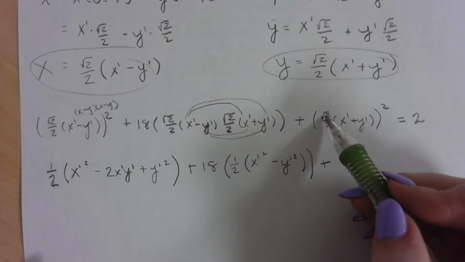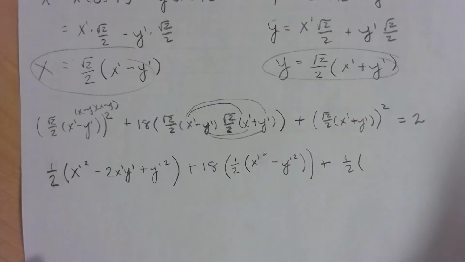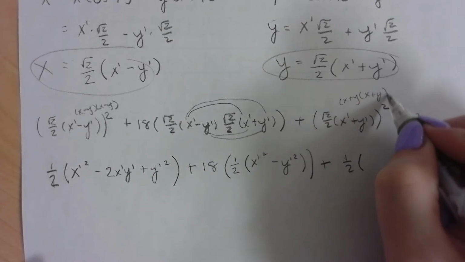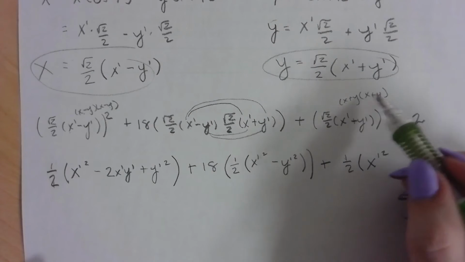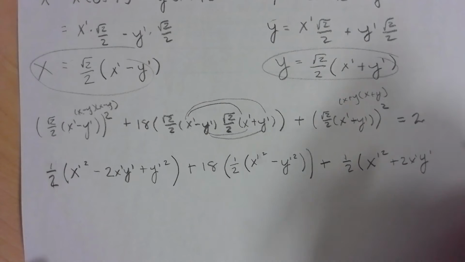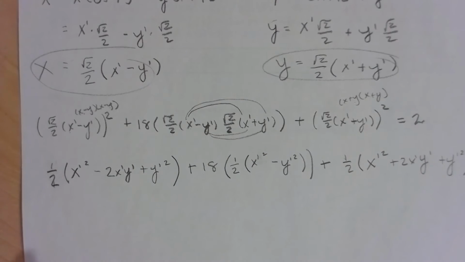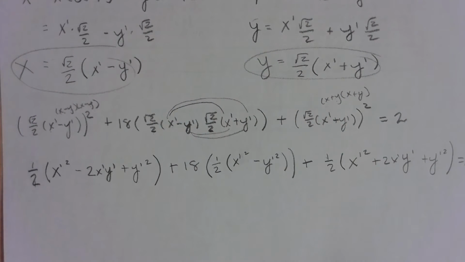Plus, now root 2 over 2 squared, we already figured out was a half, times, so this is x plus y times x plus y. So it'll be x times x, which is x squared, so x prime squared. X times y would give us 2xy, and then y times y will be y squared. Whew, so that's a lot of algebra. So that's why I told you guys 10.5 is kind of hard because of all of the algebra.